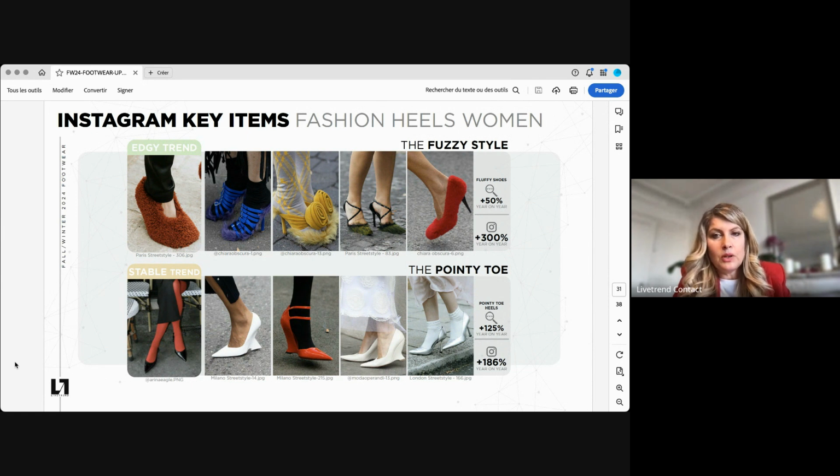And the pointy toe heel, so we have seen it in mules, we have seen it even in the flat or in the slingback. It's also very interesting for heels, with high visibility on Instagram. And as you can see, you can play with different heels with this very stable pointy shape.